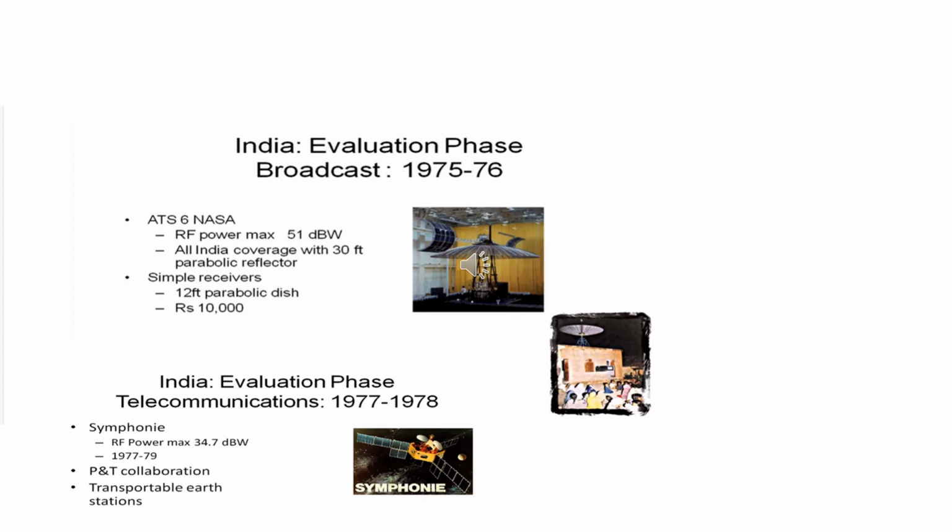In the evolution phase 77 to 78, India had another satellite, Symphonie, which requires RF power 34.7 dBW, and the year was 77 to 79, with PNT collaboration, transportable Earth station. This satellite has a transportable Earth station.